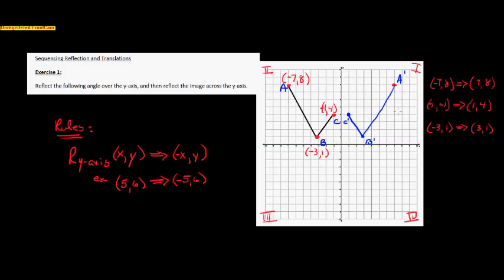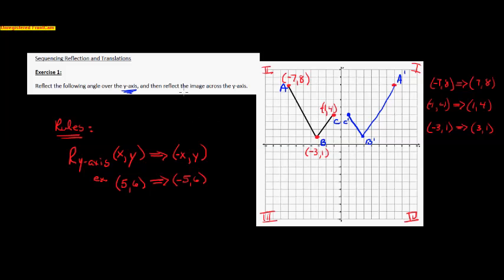And again, notice the angle is the same size, it's the same shape, because reflections do not change the shape or size, but it did change the orientation. This little line segment here is pointing the other way, and same thing with this long line segment. It's changed the orientation. So we've done this first part, and we've got an image over here of this angle.